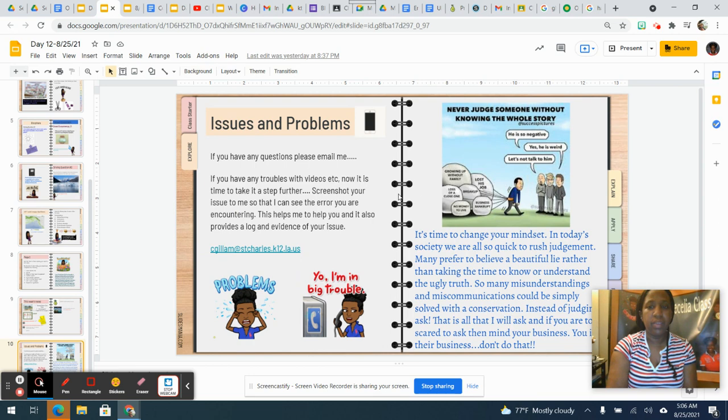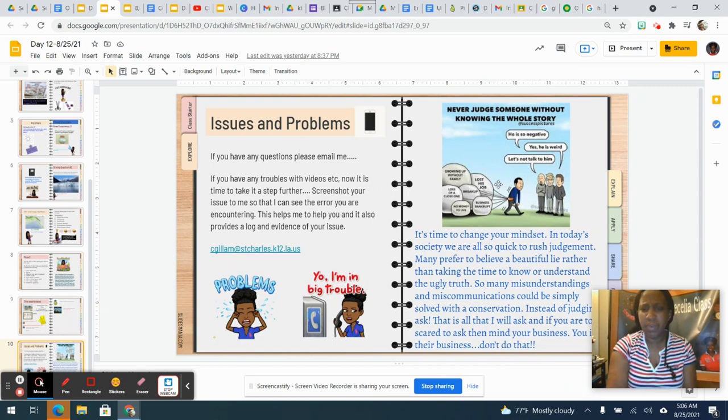And then in closing, never judge someone without knowing the whole story. So here we see he's so negative. Yes, he's weird. Let's not talk to him. But meanwhile, this person has all of this baggage that they're carrying. This person lost his job, went through a breakup, business bankrupt, no job or no money to live, loss of a close one, growing up without family. So it's time to change your mindset.